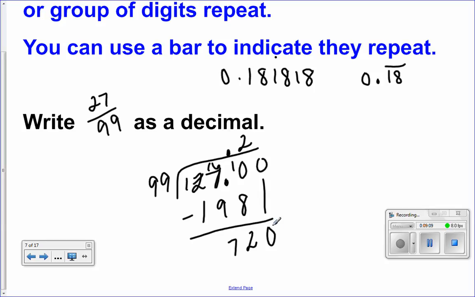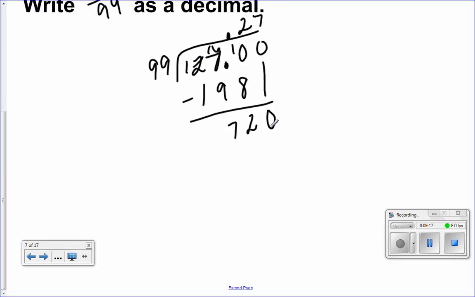I want to bring down a 0. How many times can 99 go into 720? Well, use your calculator to help you. It goes in 7 times. So 720 minus 693. Again, you want to go through and borrow. Make this 1, make this a 10. I have 7 left over. Need to borrow over here. I have 11. 2 left over.